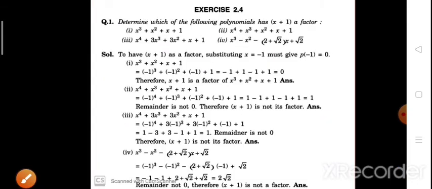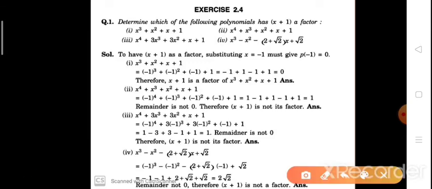Now let us move to exercise 2.4 and let us see some questions here. Determine which of the following polynomials has x plus 1 as a factor. So obviously students, as we have done in example number 1, here you have been given different polynomials in which you have to check whether x plus 1 is a factor or not.